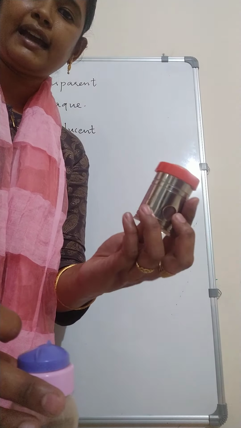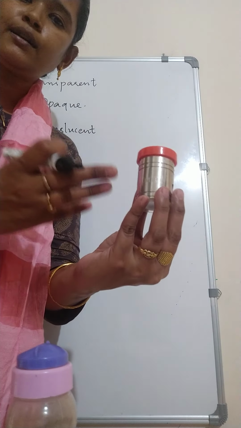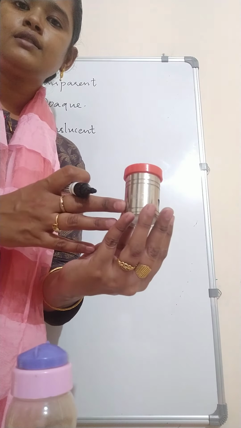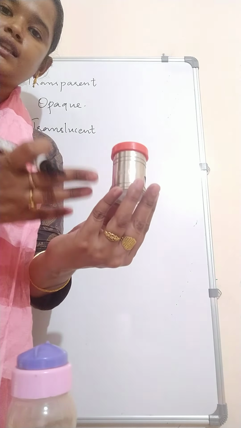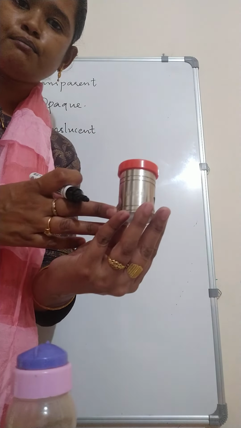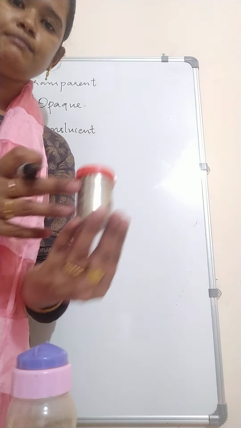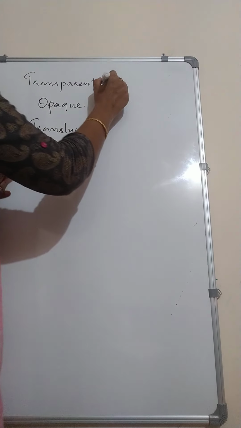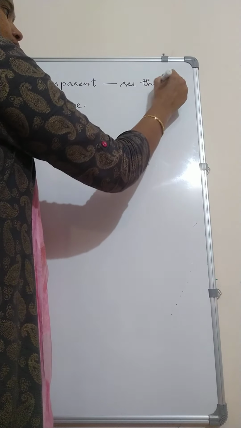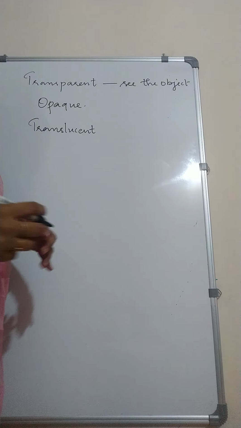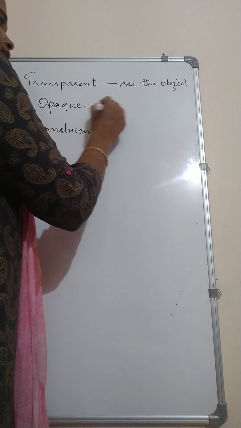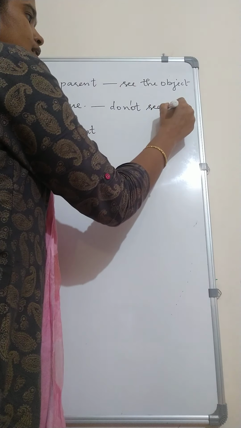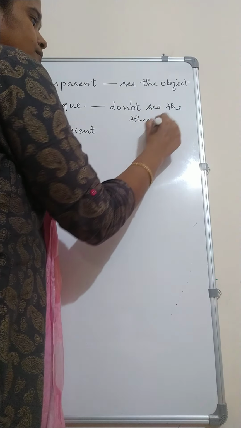So here I have one more bottle. Can you see anything through this one? Surely not. This is made up of some metal, so you cannot see the materials inside the bottle. Such materials are called opaque materials. Did you understand? So transparent materials means we can see the objects or things through them. Opaque materials means we cannot see the things through them.